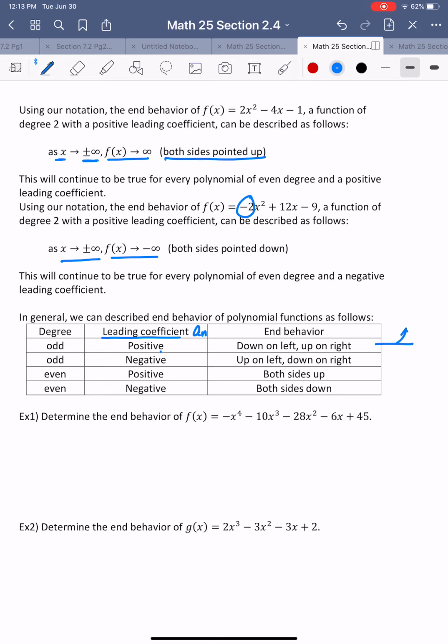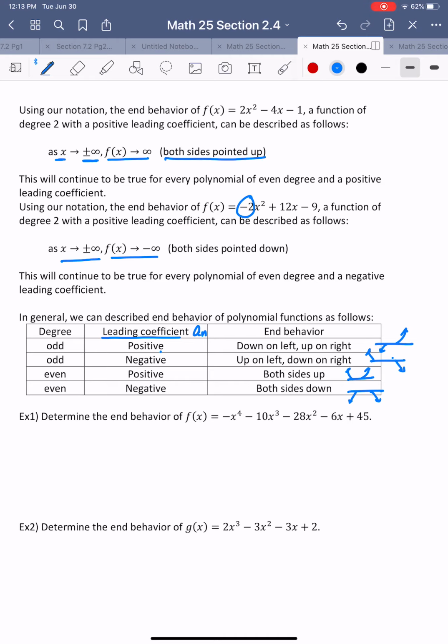So up and down, okay? And then for odd degree with a negative leading coefficient, it goes down on the right and up on the left, past infinity. And for even degree, when the leading coefficient is positive, it goes up on both ends, and for negative it goes down. Okay, so that's what they say here.